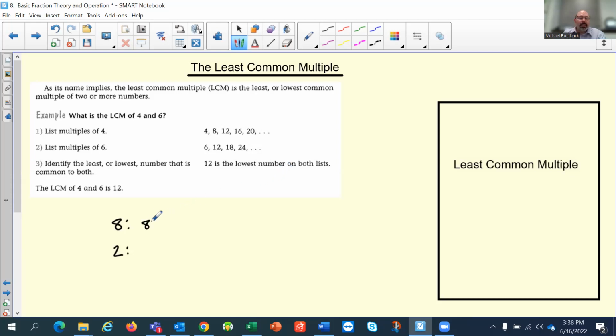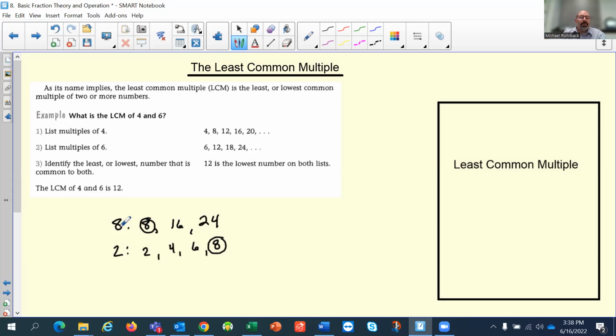Well, 8 times 1 is 8. 8 times 2 is 16. 8 times 3 is 24. We don't have to go past that. Well, 2 times 1 is 2. 2 times 2 is 4. And 2 times 3 is 6. And 2 times 4 is 8. And at that point, we notice that they have a common multiple.